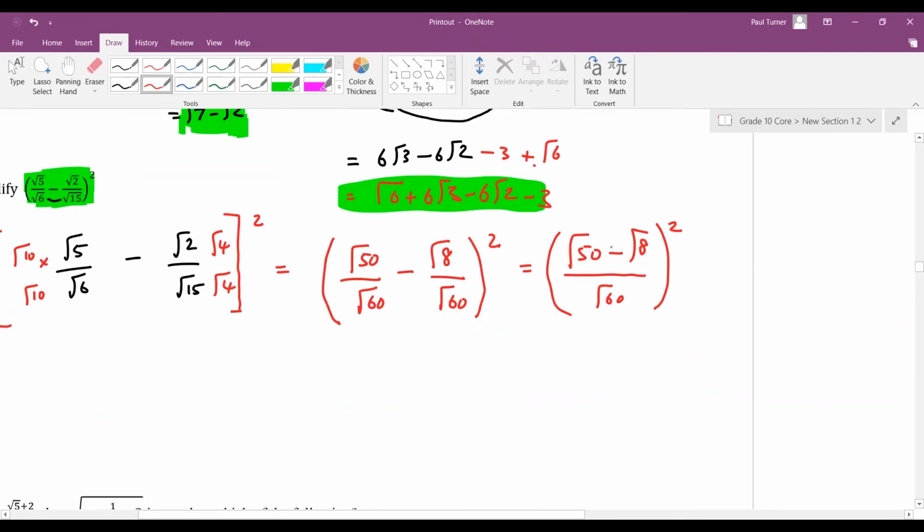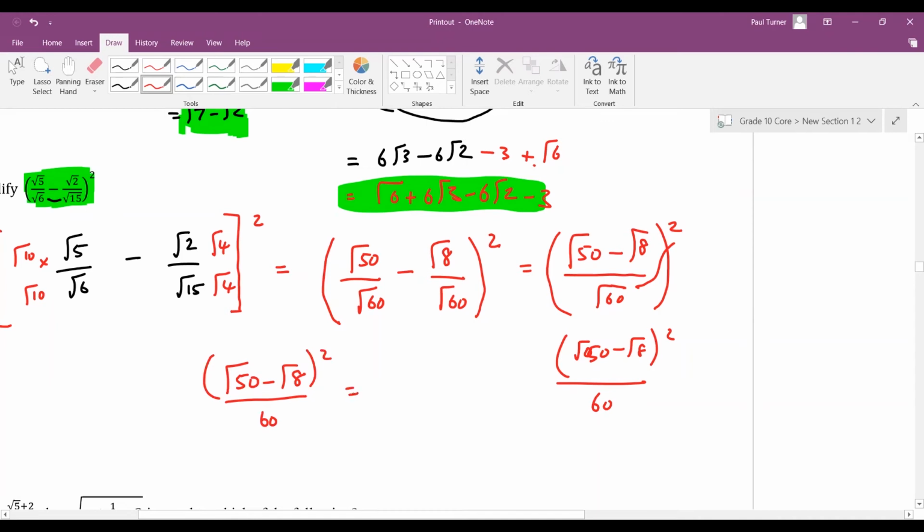Okay, so you've got something on something and square. So if you square the top, you're going to get root 50. So I've got root 50 minus root 8 squared on root 60 squared, which is 60. So you're going to have a denominator 60 here when you square the root 60, okay? So you've got root 50 minus root 8 on 60, and this is squared.